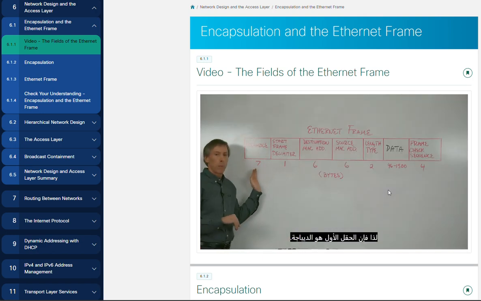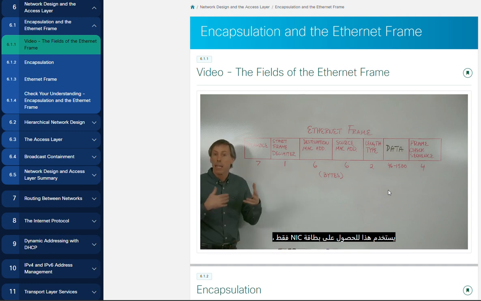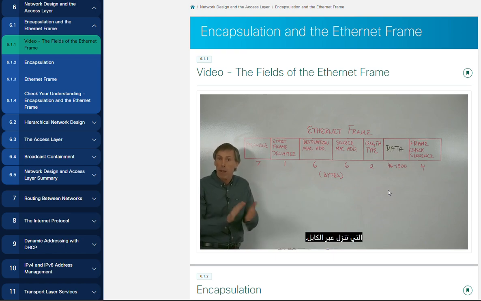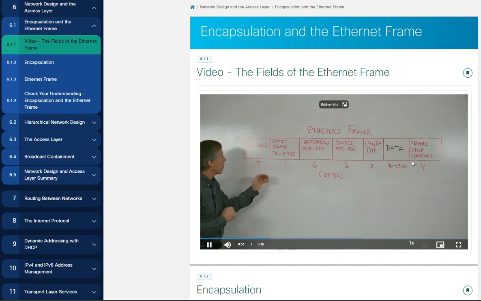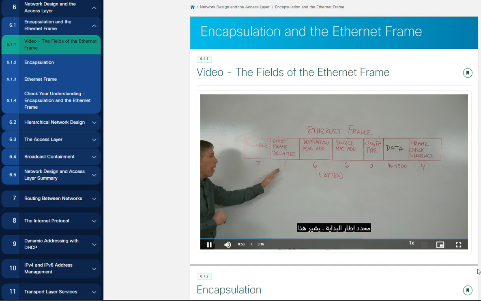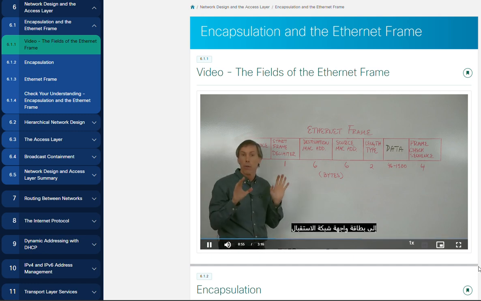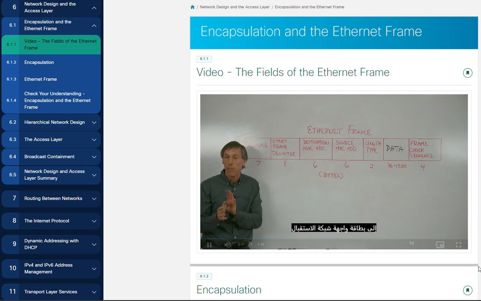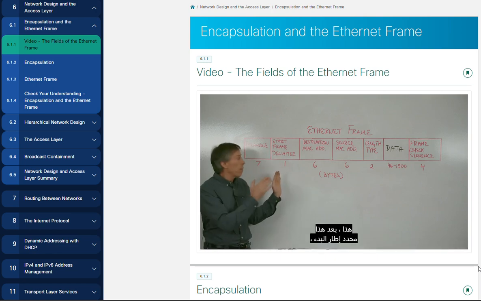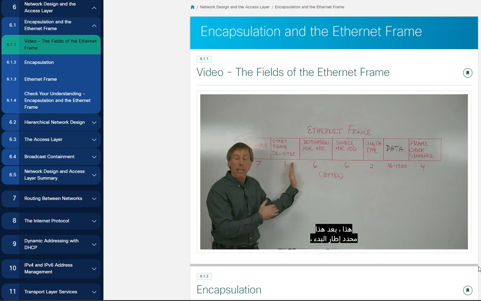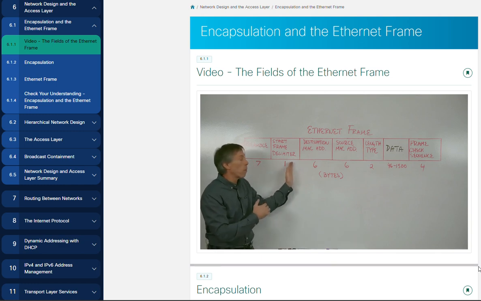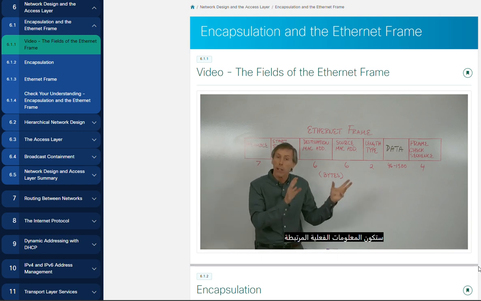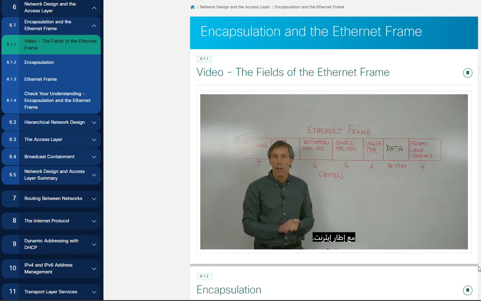So the first field is the preamble. This is used to just get the NIC card, the receiving NIC, in sync with the bits that are coming down the cable. The start frame delimiter, this indicates to the receiving network interface card that following this start frame delimiter will be the actual information associated with the Ethernet frame.